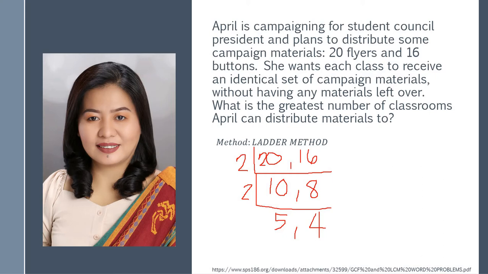We are only going to multiply the numbers on the left side. So 2 times 2 is 4. It will tell us that April can distribute to 4 classrooms. The greatest number of classrooms that April can distribute the materials to without having any leftover would be 4. And that is the second method, which we call the ladder method. We now move on to the next method.